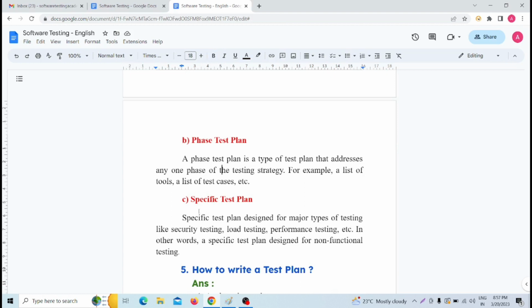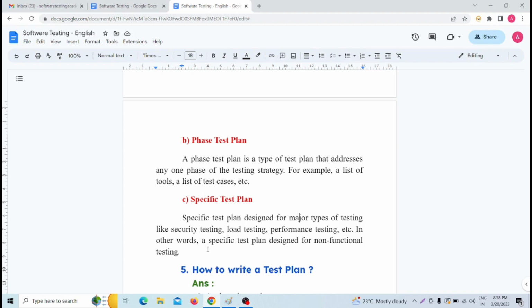And the third one is the specific test plan. Specific test plan means we are specifying one test plan. A specific test plan is designed for a major type of testing like security testing, load testing, performance testing. We are specifically mentioning that we have to do load testing, performance testing, security testing. In other words, a specific test plan is designed for non-functional testing.